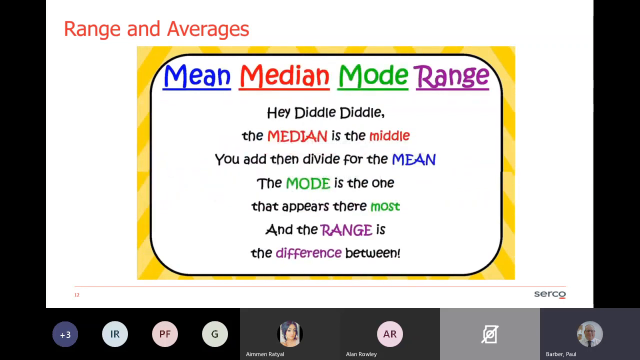So the rhyme is: Hey Diddle Diddle, the median is the middle, you add then divide for the mean, the mode is the one that appears the most, and the range is the difference between.